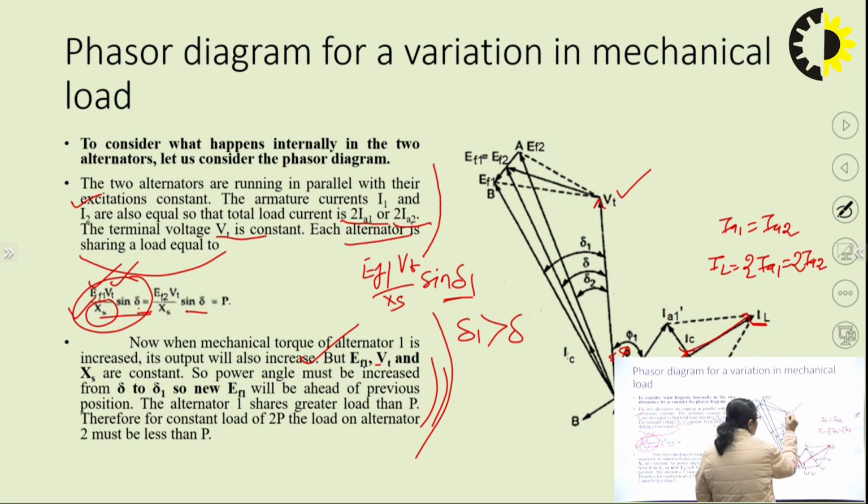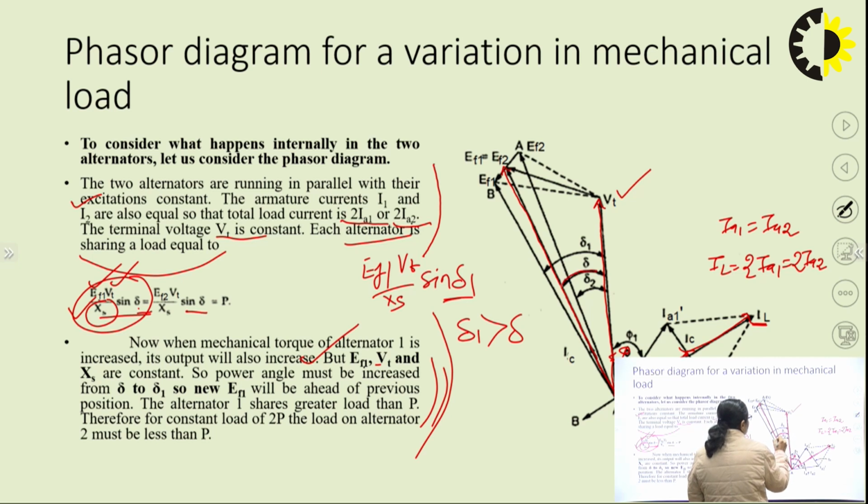So, this is the phasor diagram. Let me overwrite over it to show you the initial condition. This is the terminal voltage, this is the total current supplied to the load, and this is the position of the phasors of EMF EF1 and EMF EF2. Agreed?